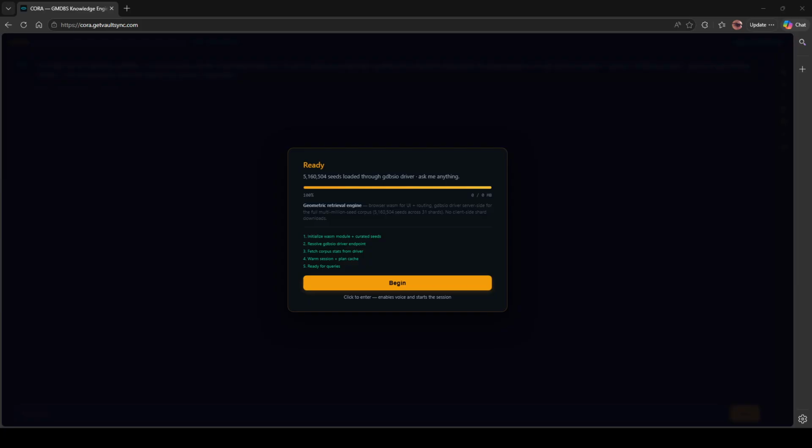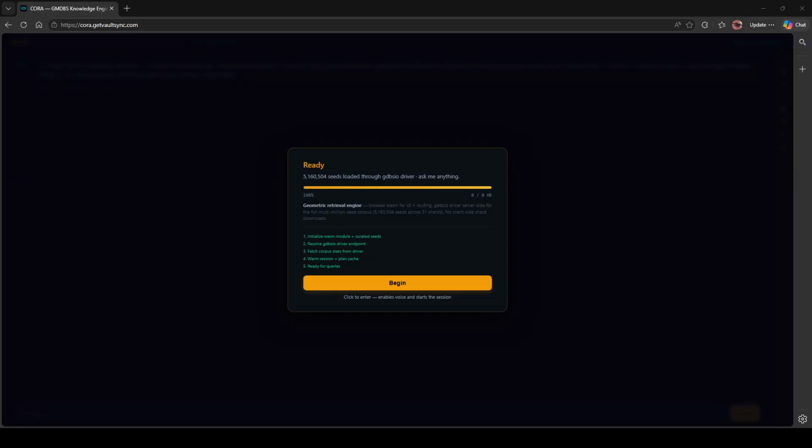It does this using a browser WASM WebAssembly for the user interface and a routing module through a GDBSio driver. That driver has a full multi-million seed corpus or knowledge system of about 5.1 million seeds, which is roughly on the order of 500 million words. And those words are parameterized against a multitude of different sets.